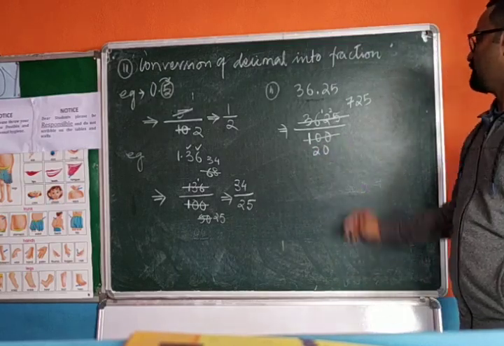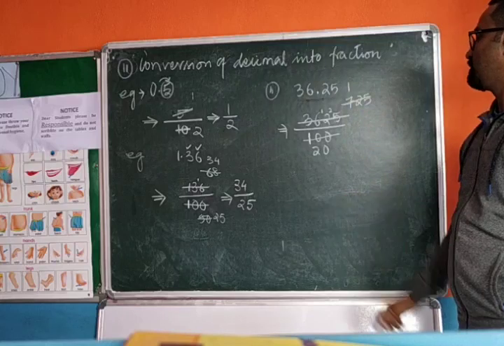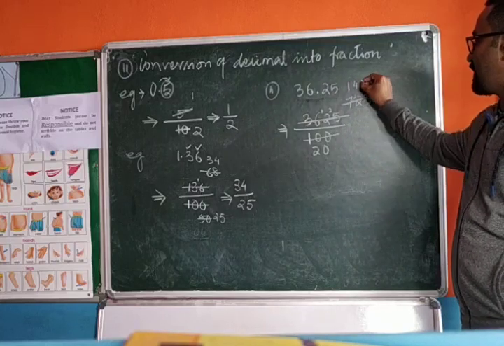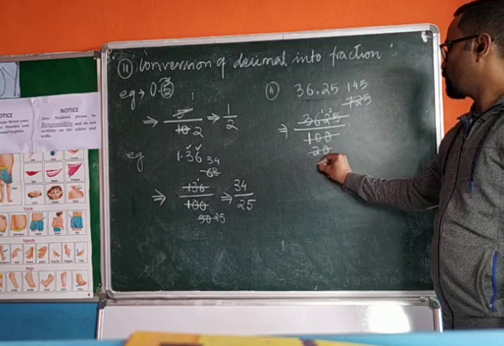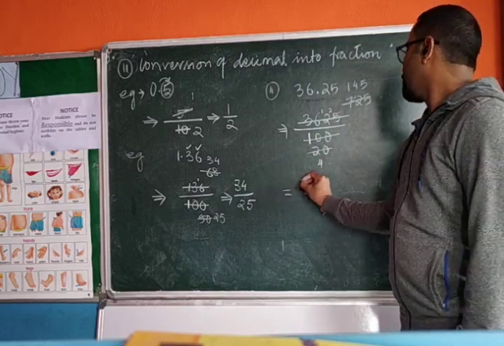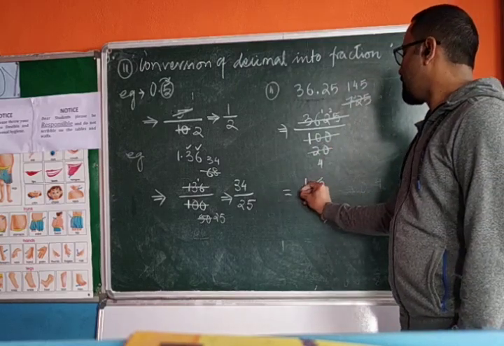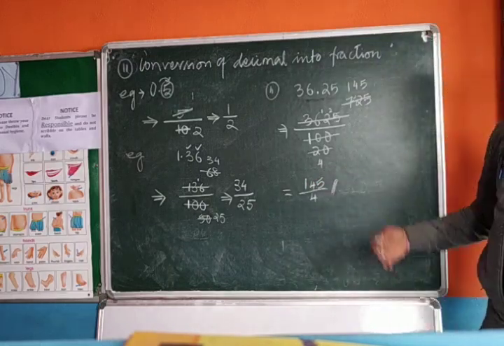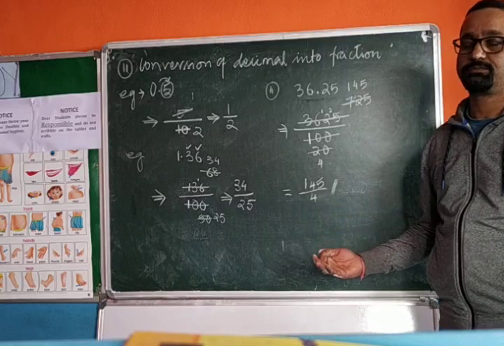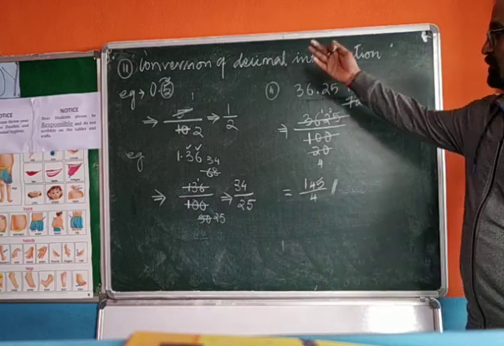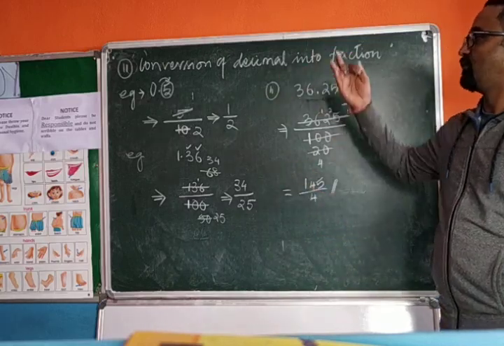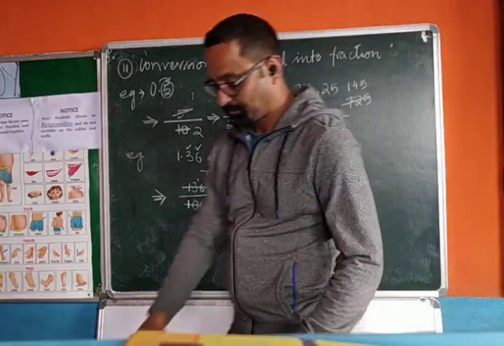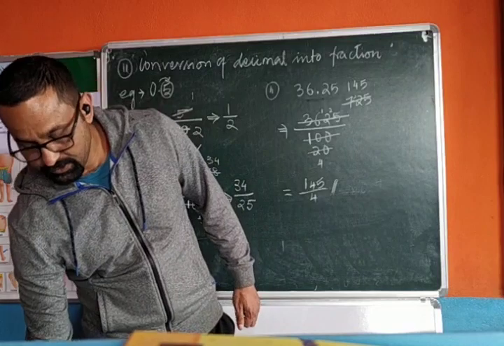Again it is divisible. 5 1. 2 is left. 5 4 times. 5 5 times. 5 4 times. It is 145 divided by 4. You can leave it in improper fraction or you can convert it into mixed fraction. It's up to you. So these are 3 examples of conversion of decimal into fractions. Let's consider the third one.